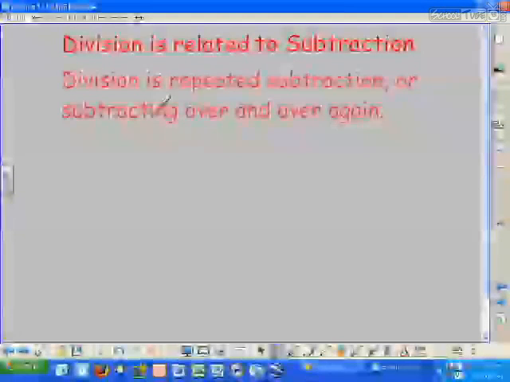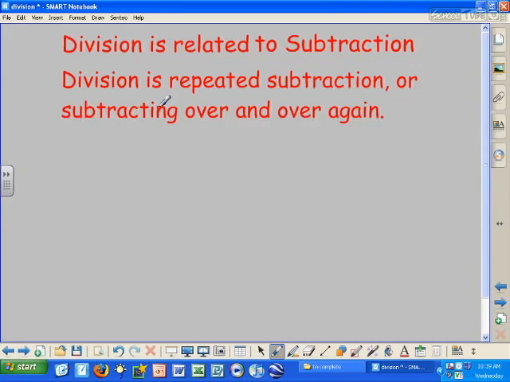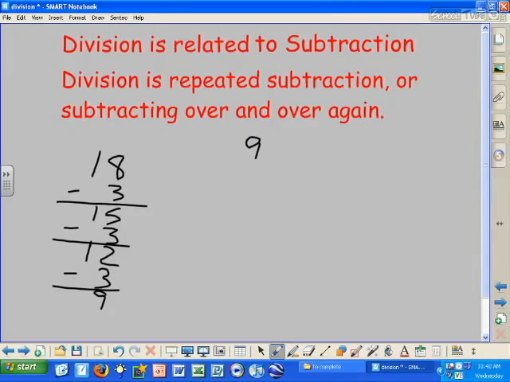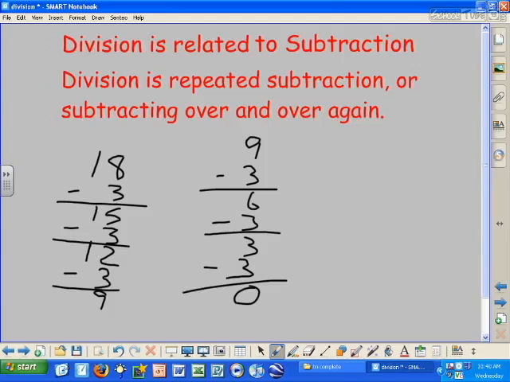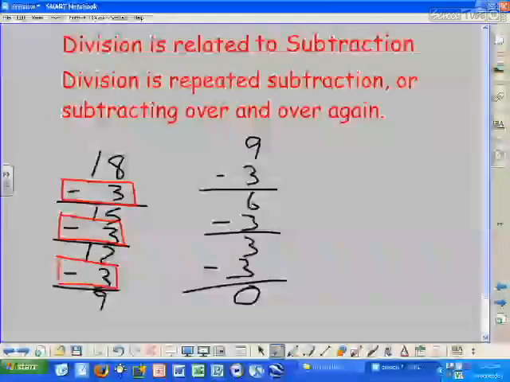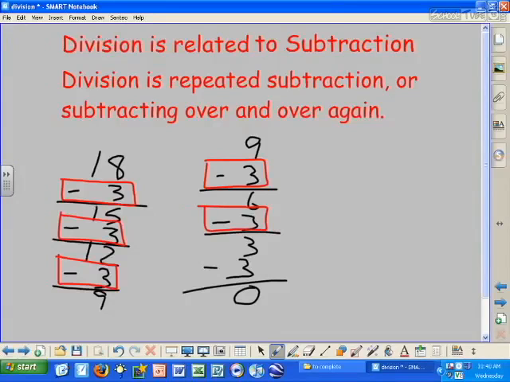So division, since multiplication and division are related, division is repeated subtraction. Subtracting the same thing over and over again. So if we start with 18 and we take away 3, that's 15, and we take away 3, that's 12. And take away 3, that's 9. And take away 3, that's 6. And take away 3, that's 3. And take away 3, that leaves us with 0. So how many minus 3s did we do? 1, 2, 3, 4, 5, 6. So this would be the division problem. 18 divided by 3 equals 6.